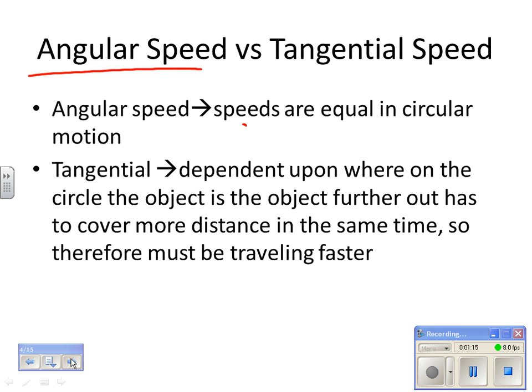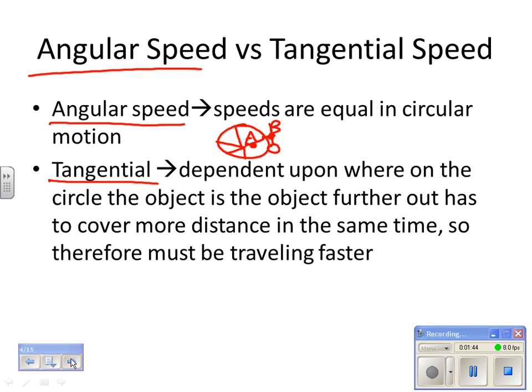For example, you had the Ferris wheel. Whether you're on the outside in an actual little buggy, or you're on a pole on the way out there, you're going the same speed here as you are out here. So let's say you have point A and point B in the circle. You're going to be going the same angular speed. Now tangential speed is going to be dependent upon where on the circle the object is.